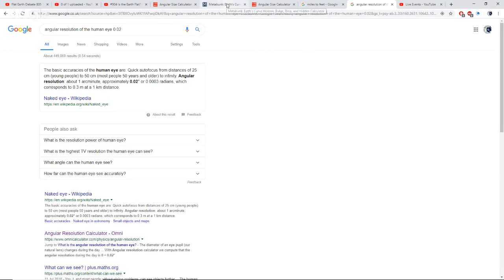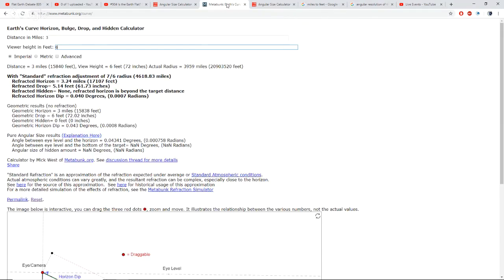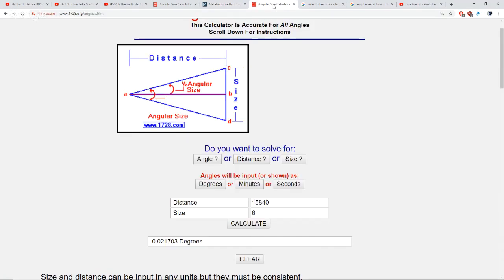Let's have a look at Metabunk's Earth Curve Calculator. Here we have the geometric results for the curvature of the Earth. Now, if we have a distance of 3 miles, the geometric drop essentially is 6 feet. Now then, that is the curvature of the Earth results. But what happens if we put that into an angular resolution calculator and we work out its angular size?